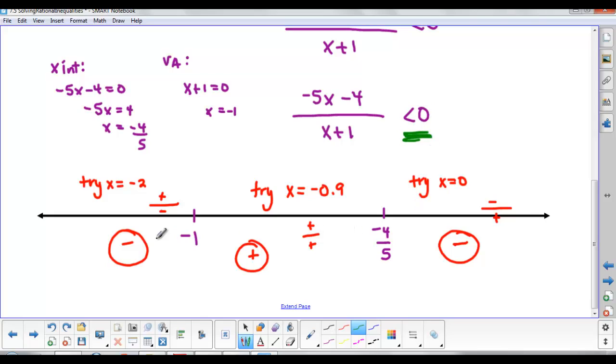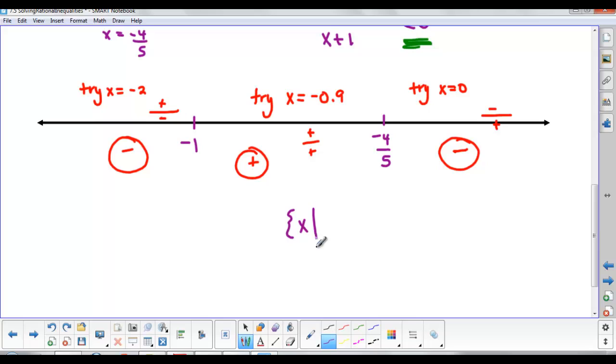Taking a look at what the sign is in our equation, less than 0, we're looking for negatives in our sign line. So that must mean the solution to our inequality would be x such that x is less than negative 1, or when x is greater than negative 4/5.